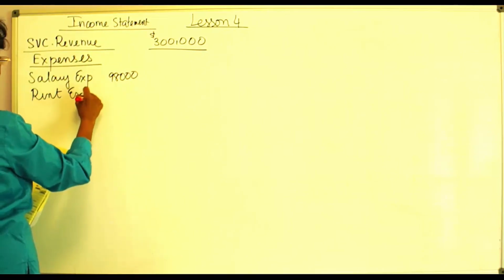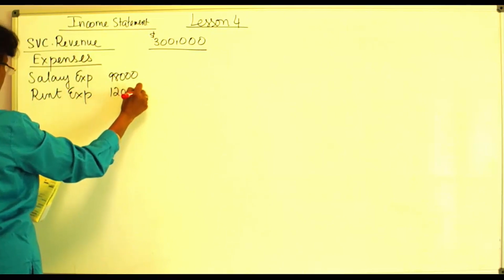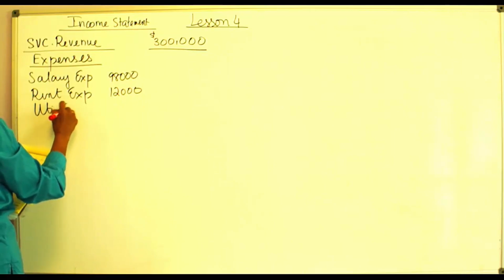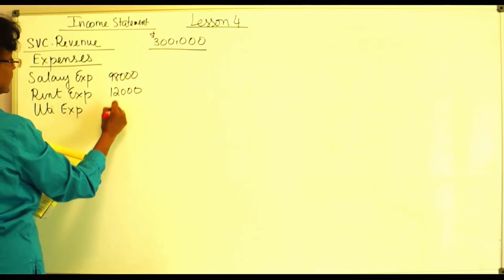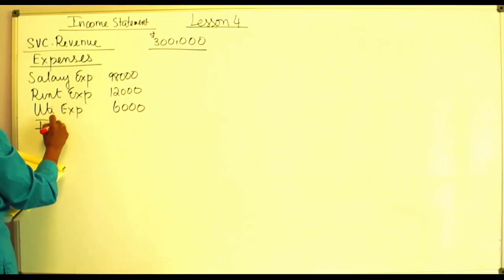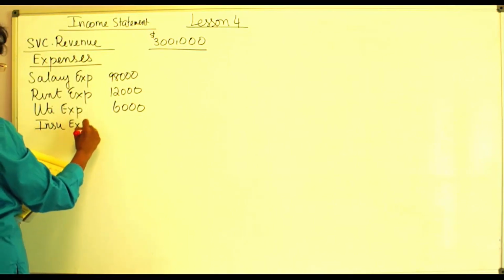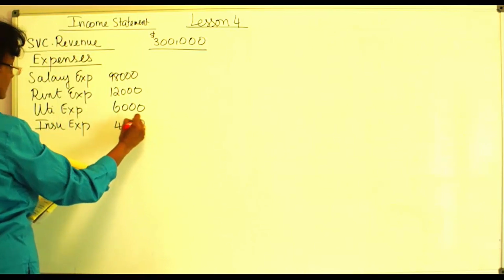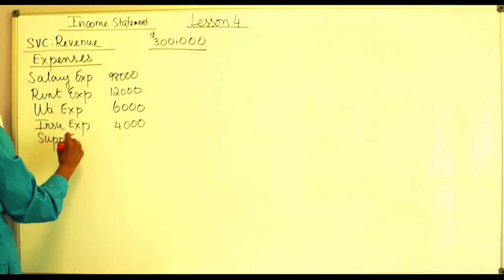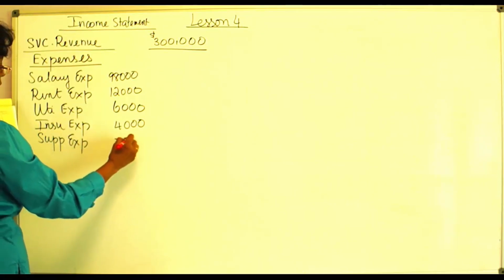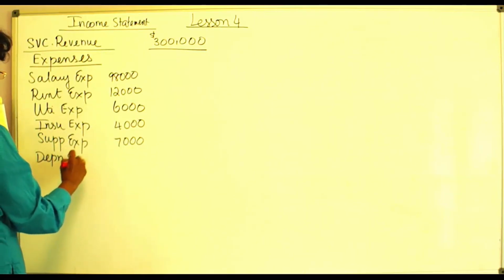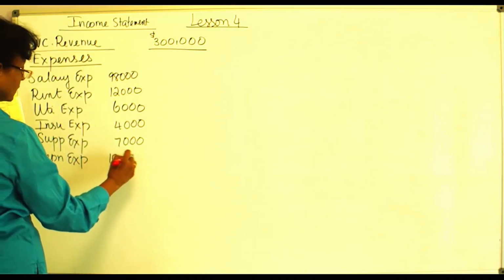Rent expense, $12,000. Utility expense, $6,000. Insurance expense, $4,000. Supplies expense, $7,000. And finally, the depreciation expense, $10,000.